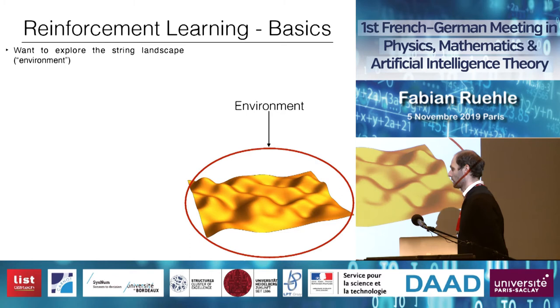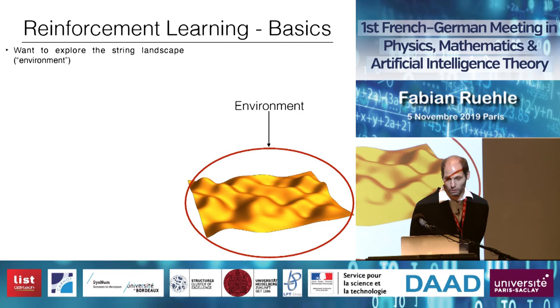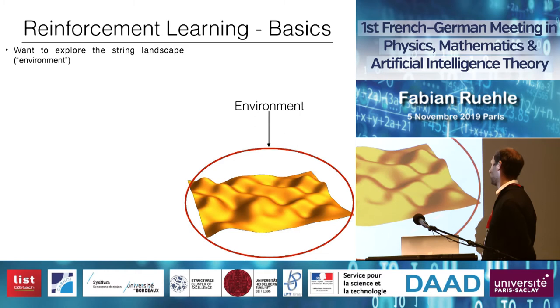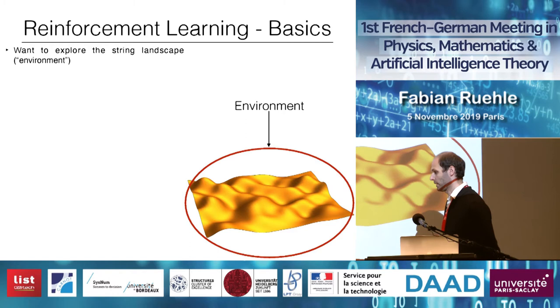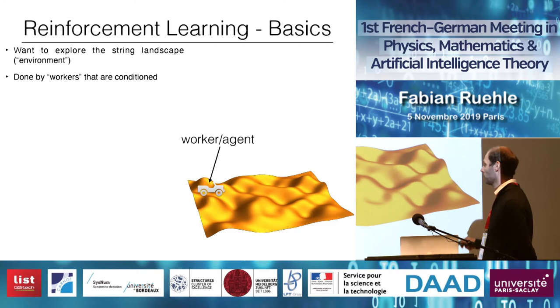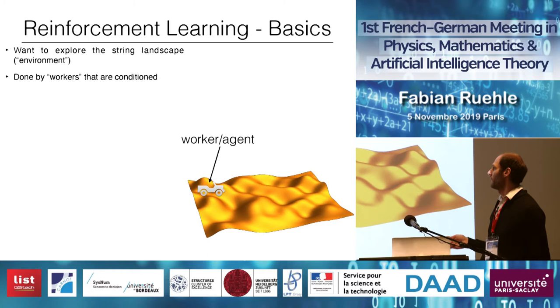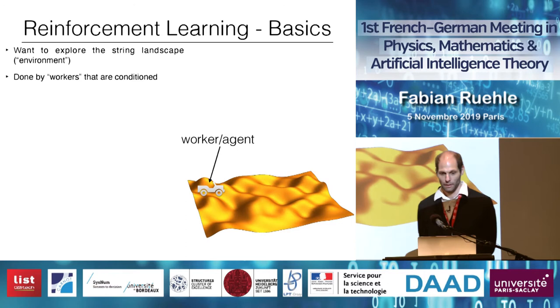And we do this by reinforcement learning. So I have a cartoon version and a mathematical version of this. I think I will only give you the cartoon version. So what we want to do is explore the string landscape. We have this energy landscape, and we want to traverse it and find a solution to string theory's consistency conditions. So the way you do this is you take a worker or an agent and you drop it somewhere in the landscape, and then these workers are conditioned to find solutions that resemble or come close to the solutions you're interested in.